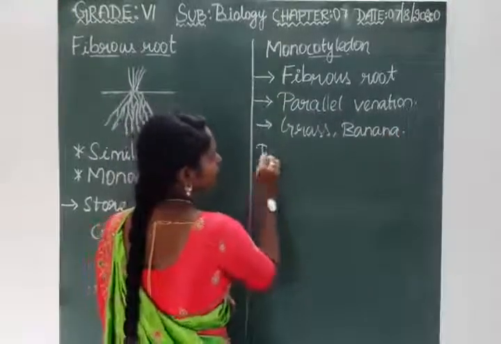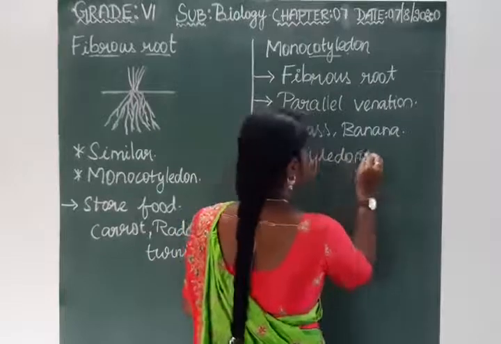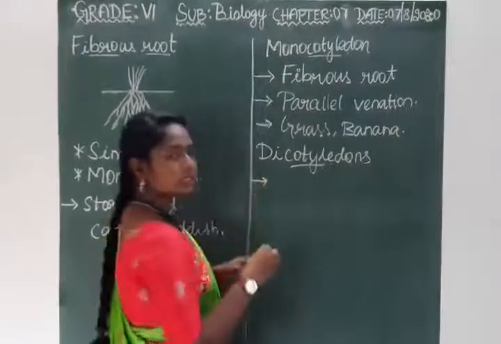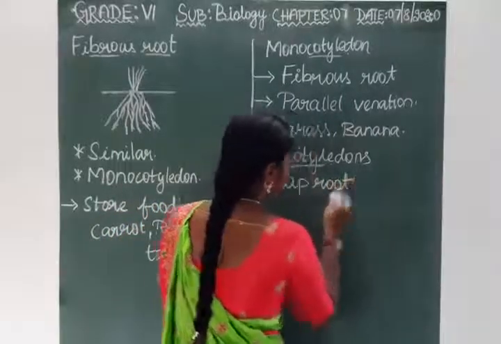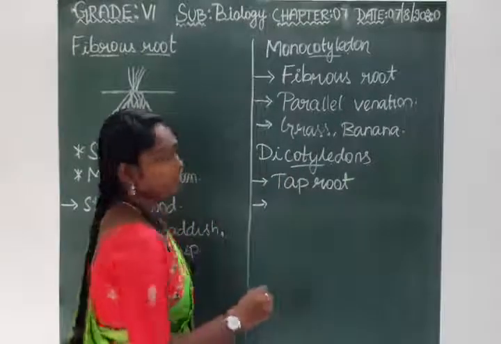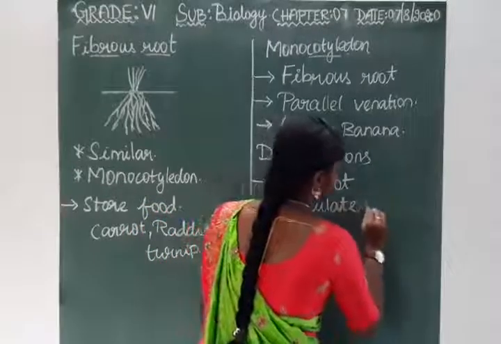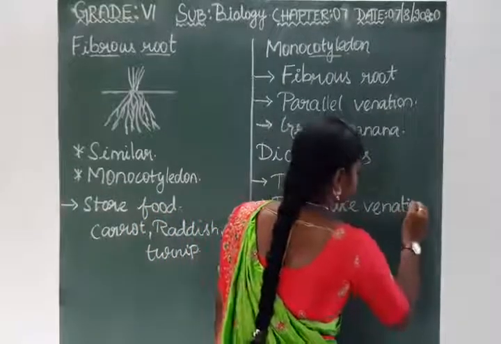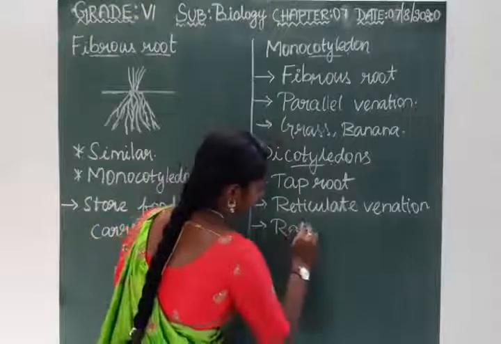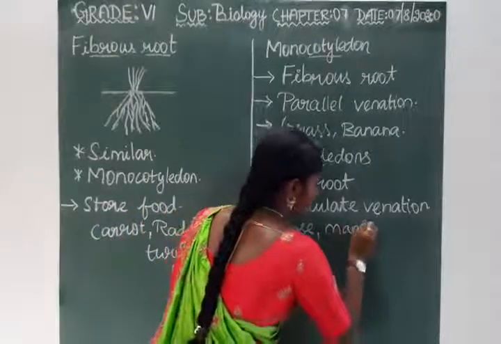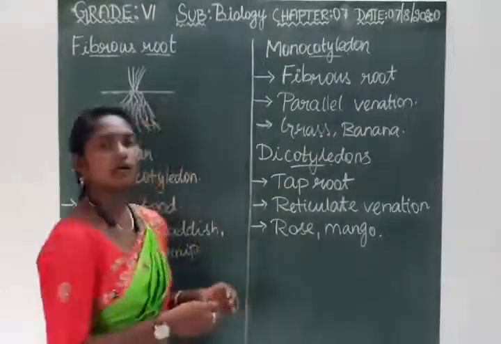Next is about dicotyledon. In dicotyledon, we have the taproot system. And next, the venation is reticulate venation. The veins are like a net structure. Reticulate venation. Examples here are rose, mango, etc. So these are the examples for this. So this is about the root system.